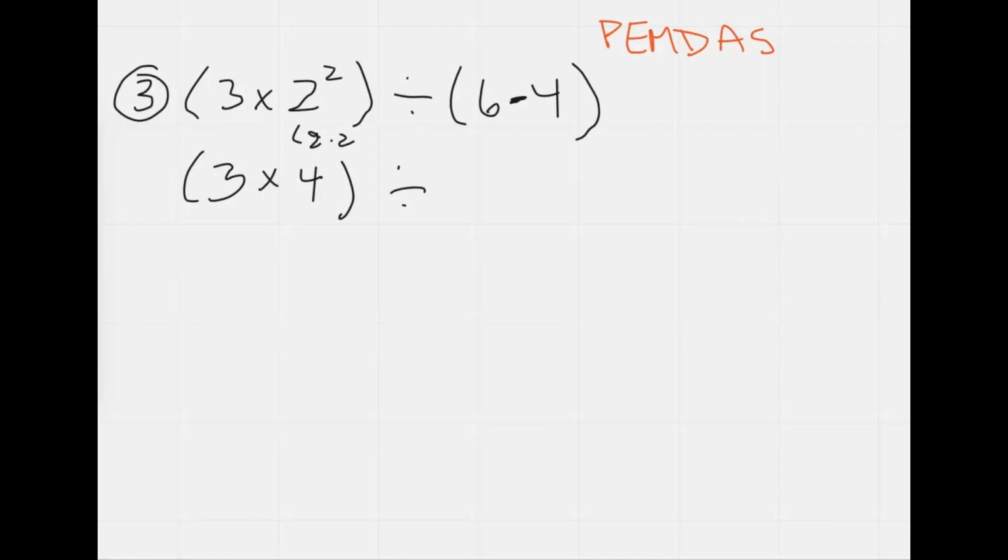Now when we look back at the problem, you can see that we have another set of brackets. So we need to solve what's within those brackets before moving on. So we have 6 minus 4, which is 2. Now we're left with 12 divided by 2, which gives us our final answer of 6. Let's look at a fourth problem.